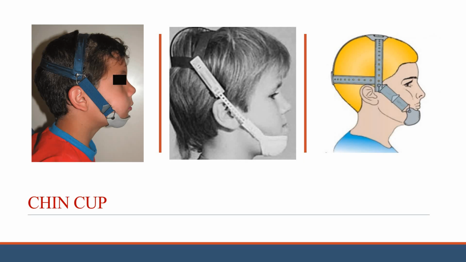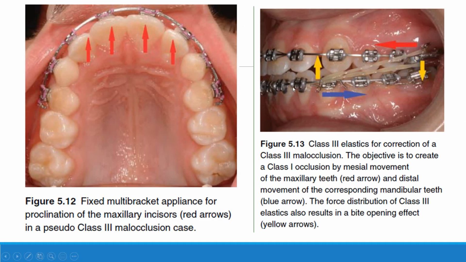In permanent dentition, fixed appliances with class 3 elastics can be used. Here, fixed appliances with class 3 elastics. Often the elastics are hooked between the maxillary molar teeth and the mandibular anterior teeth, resulting in anterior pull of the maxilla and distal pull over the mandible.